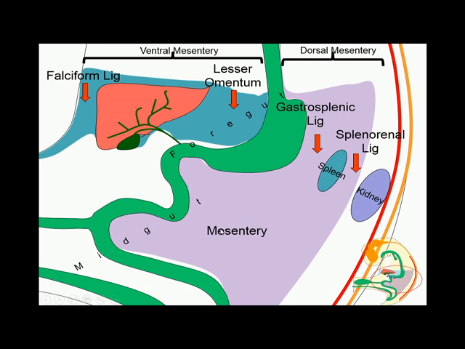Then the rest of the mesentery of the GIT gives rise to the mesentery of the small intestine, which is in relation to the midgut, and different mesenteries of the hindgut, which later become your mesocolon, the dorsal mesentery. So the dorsal mesentery persists and gives rise to the gastrosplenic, splenorenal, mesentery of the small intestine and the mesocolon. Whereas most of the ventral mesentery disappears except the falciform ligament and the lesser omentum. It's a summary. Okay?